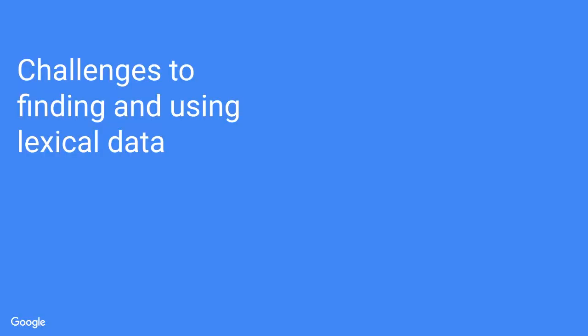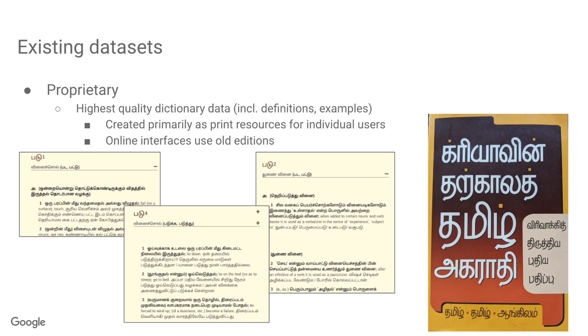Let's talk about some of the challenges to finding and using lexical data. Some of the best existing data sets are actually proprietary. We have some of the highest quality dictionary data, including definitions, examples, parts of speech tagging, and bilingual data. But they've been created primarily as print resources for individual users, basically your traditional print dictionaries. And their online interfaces, if they exist, will use old editions.